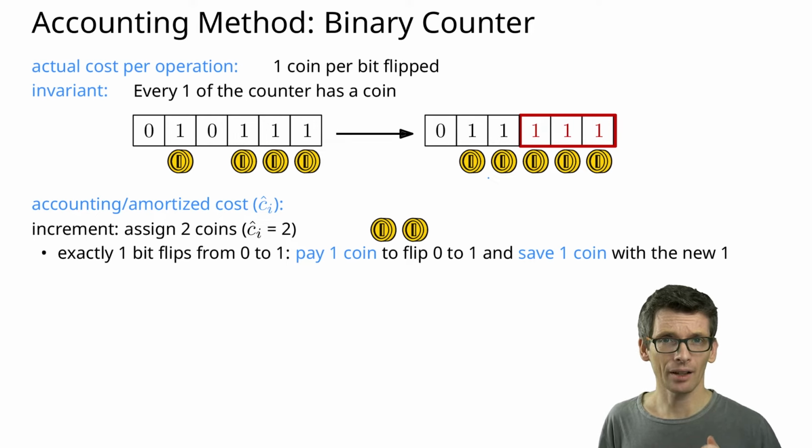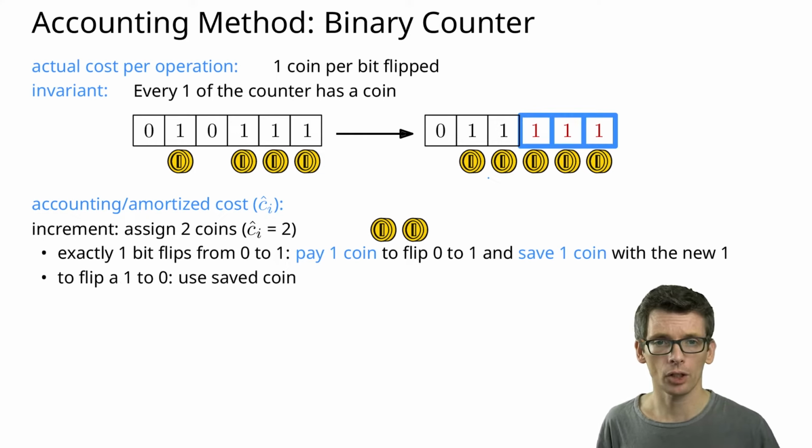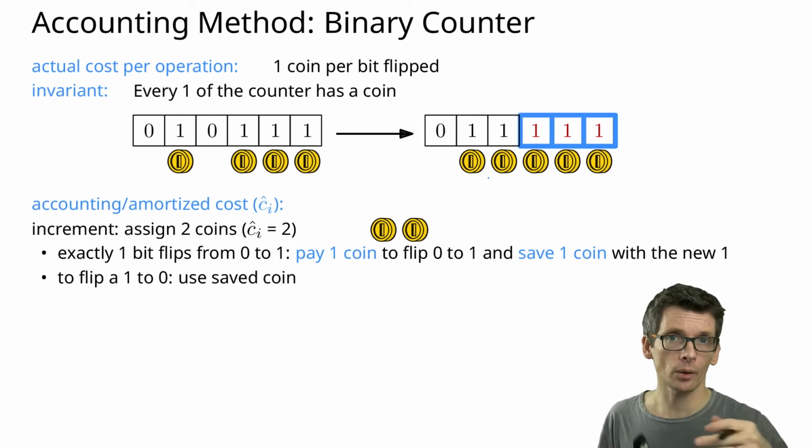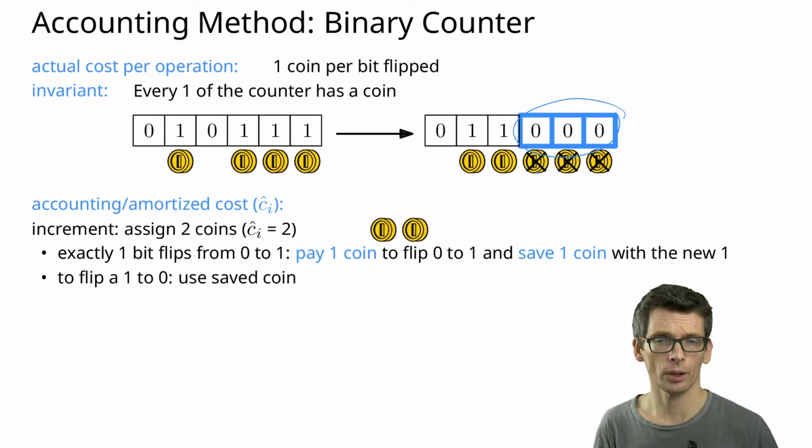It means that anytime I flip a 1 to a 0, I do actually have a coin that can pay for that, because we saved coins. And then after flipping, that 1 is a 0, so at that point we don't need a coin anymore there. In the 23 example, all of these become 0, and we can pay with the corresponding coins that were lying there.